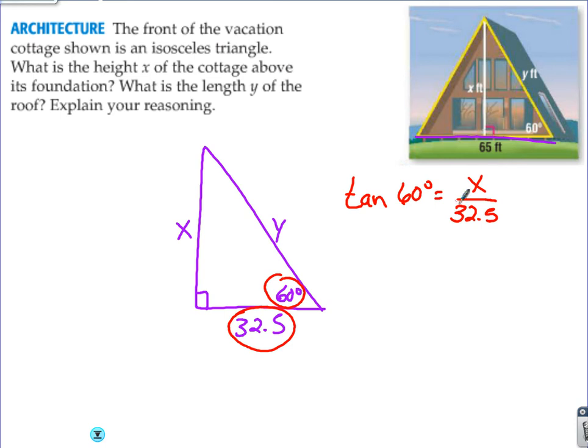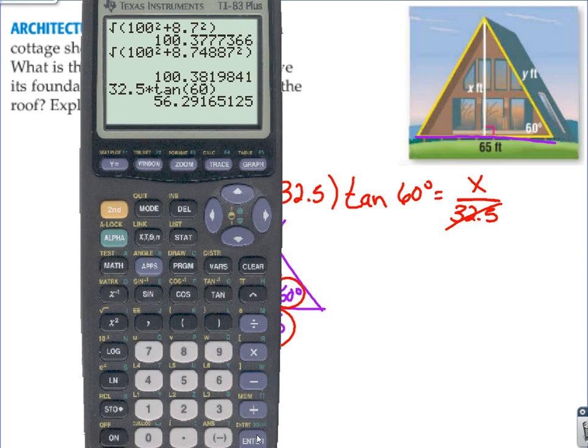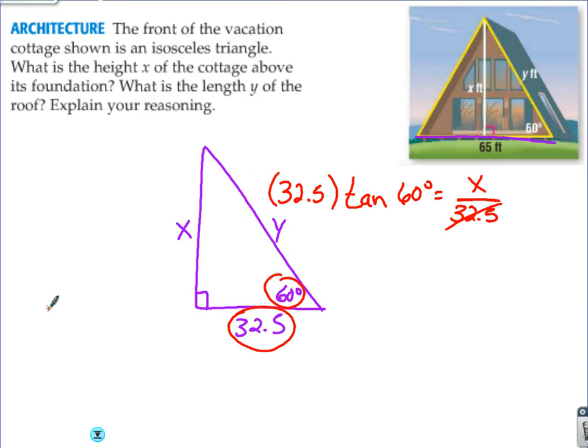But to get rid of divided by 32.5, you're coming to the other side and you're going to multiply by 32.5. So you've got 32.5 times the tan of 60. Anybody got a scientific calculator there? I can type it in here. Type it in with me, though, just to check yourself. 32.5 times tan 60, and I get 56.3. So X is about 56.3 feet tall. If the bottom is 32.5, or the whole bottom is 65, then it's going to be about 56.3 feet tall.